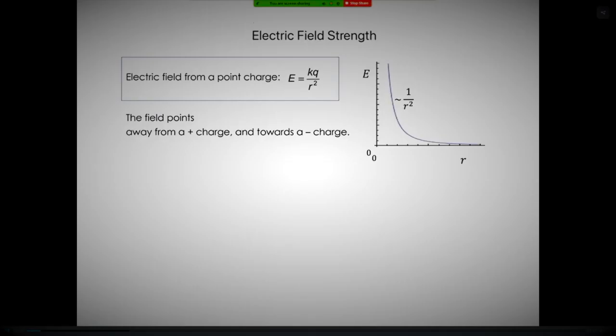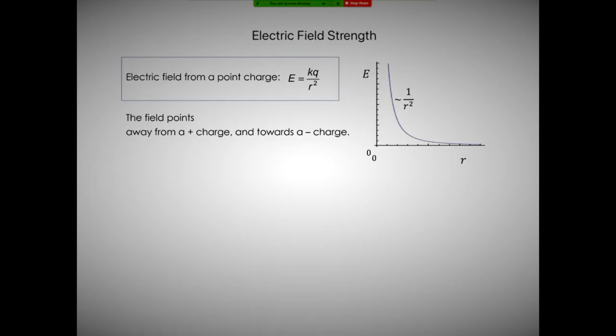Okay, let's review some concepts. First, the electric field. The strength of an electric field generated by a point charge is equal to the Coulomb constant times the charge on the object producing the field, divided by the square of the distance between that object and whatever it is acting on.